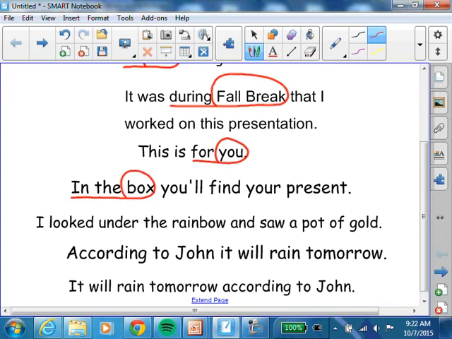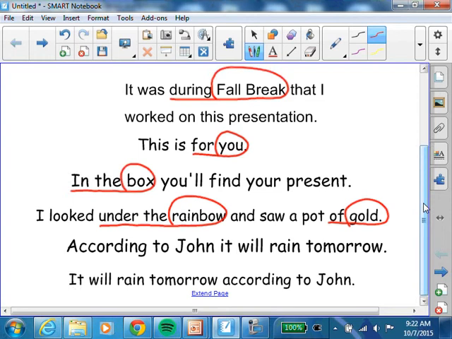I looked under the rainbow and saw a pot of gold. This one, people, actually has two prepositional phrases in it. The first one beginning with under, and rainbow is the object of the preposition. The second one beginning with of, and gold is the object of the preposition. Under the rainbow, of gold.